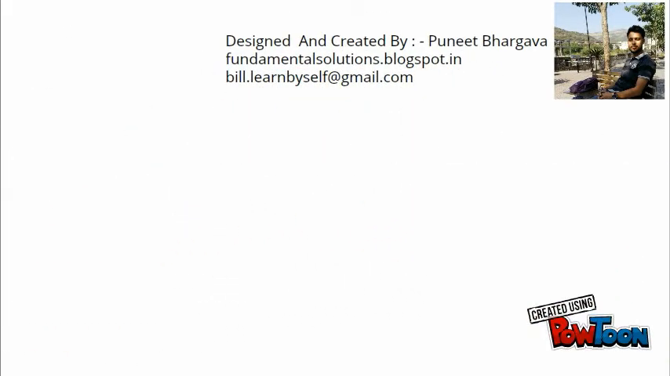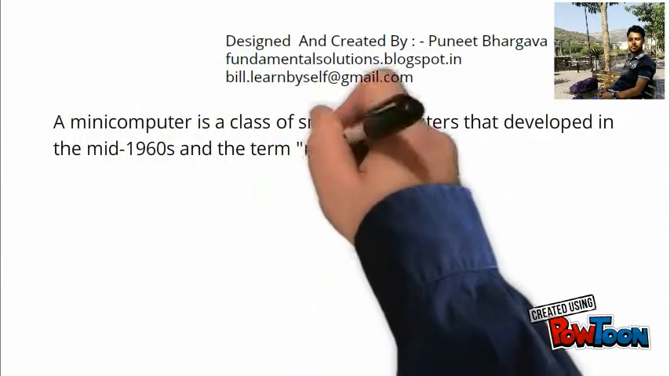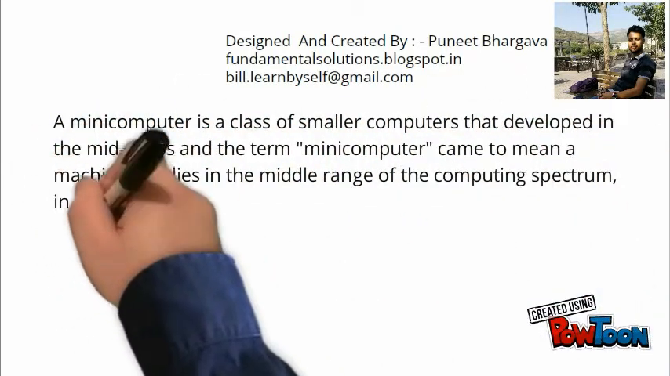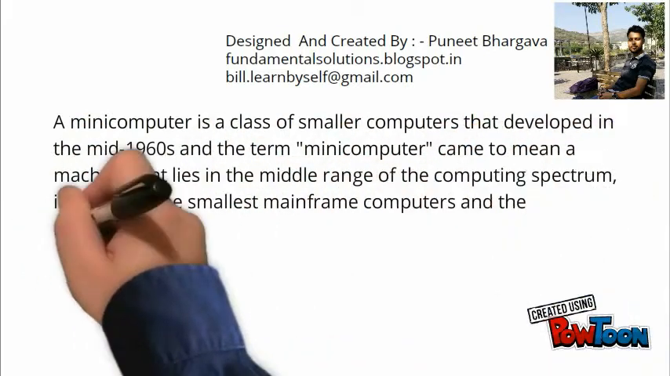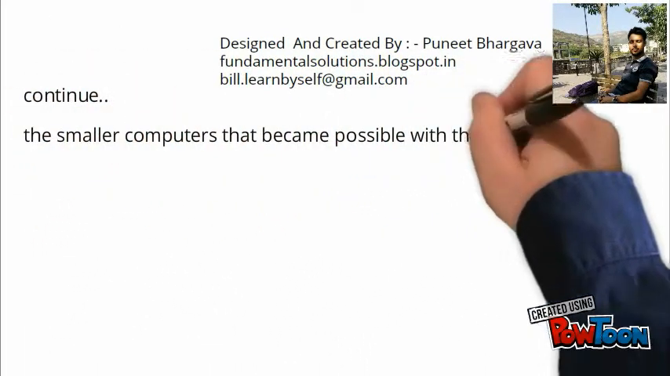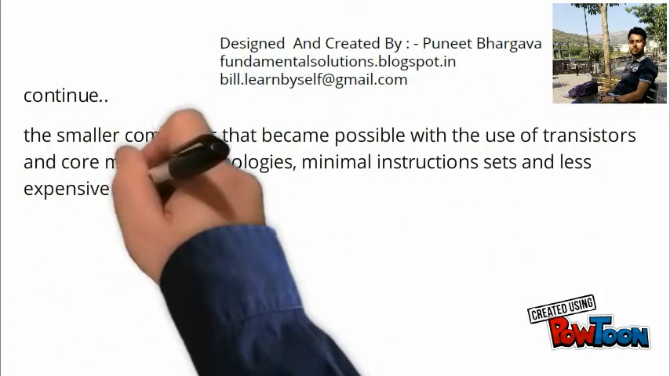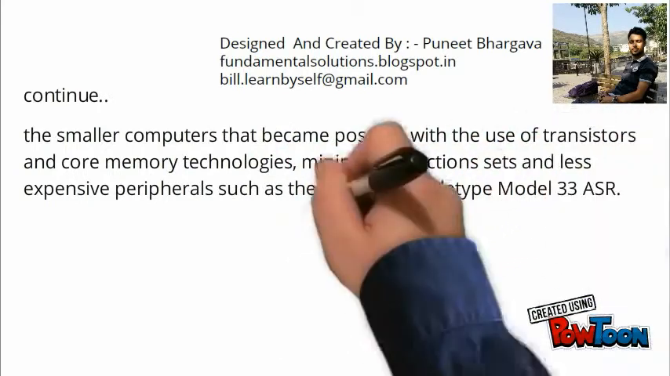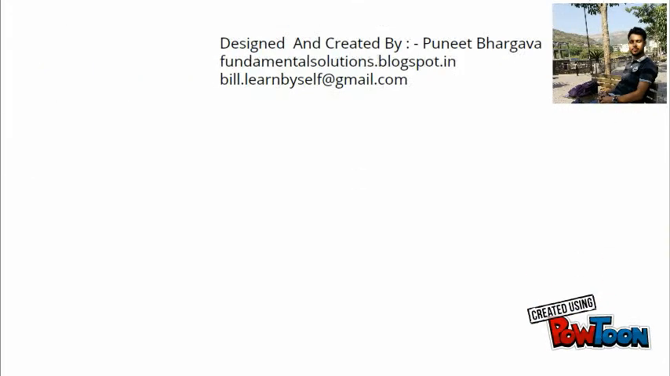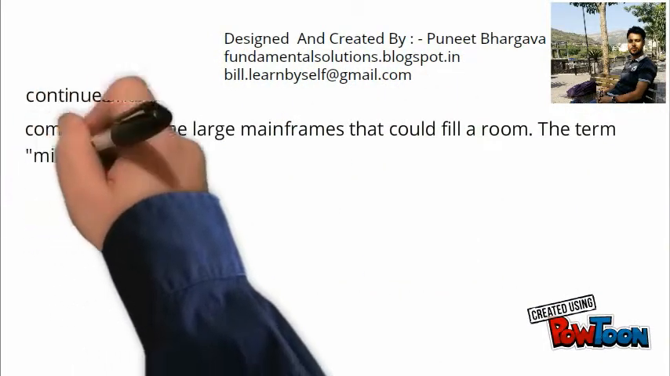Mini-computer. A mini-computer is a class of smaller computers that developed in the mid-1960s, and the term mini-computer came to mean a machine that lies in the middle range of the computing spectrum, in between the smallest mainframe computers and the microcomputers. The smaller computers became possible with the use of transistors and core memory technologies, minimal instruction sets and less expensive peripherals, such as the ubiquitous teletype Model 33 ASR. They usually took up one or a few 19-inch rack cabinets, compared with the large mainframes that could fill a room. The term mini-computer is little used today.